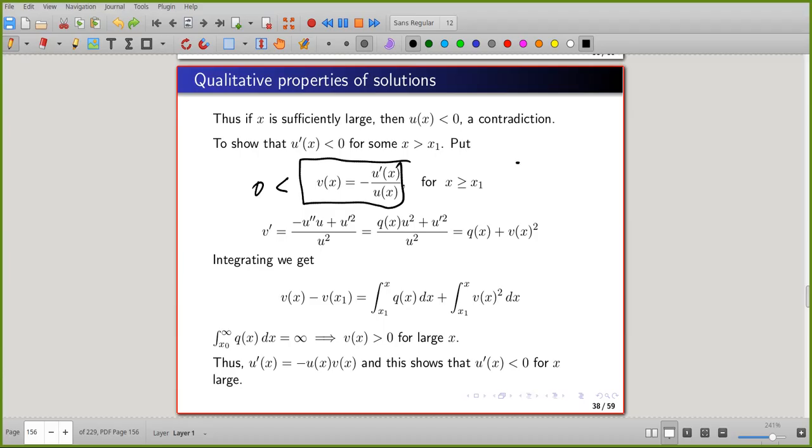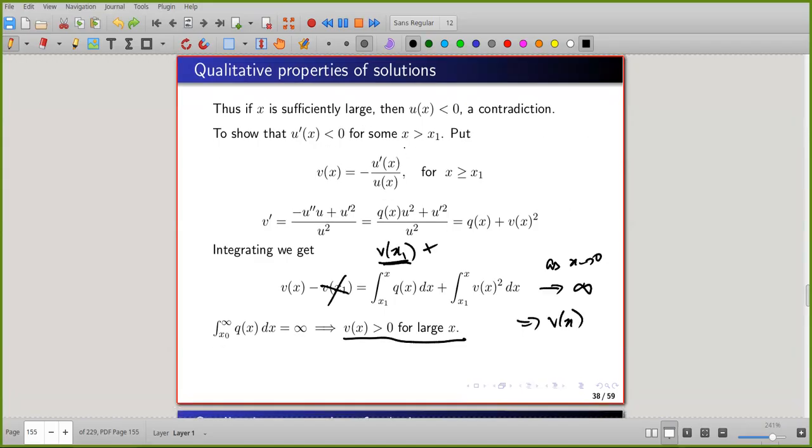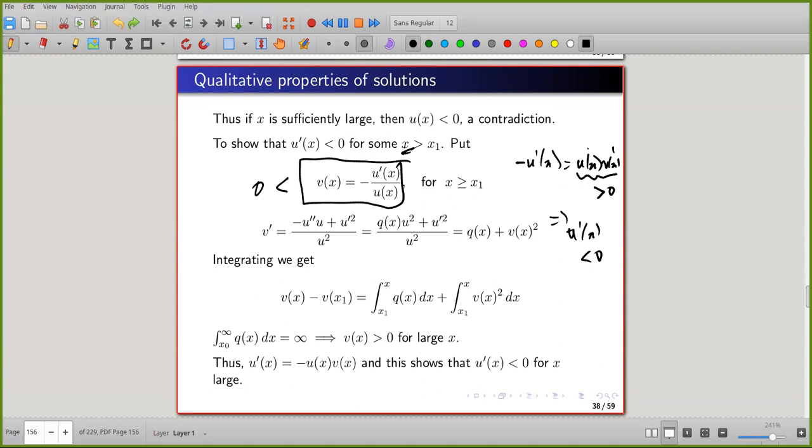So minus u dash x is equal to u of x times v of x, and this is a positive quantity because v of x is positive and u of x is positive. So this implies that u dash x is a negative quantity for x large. Thus we have found one x such that u dash x is strictly less than 0. We have already proved on the previous slide that once we do that, we are done.